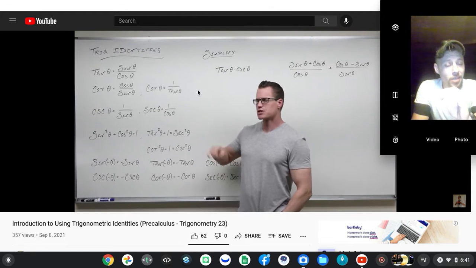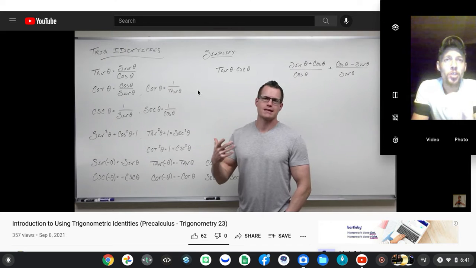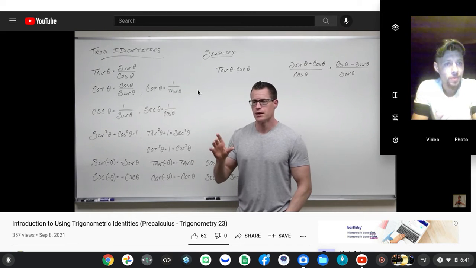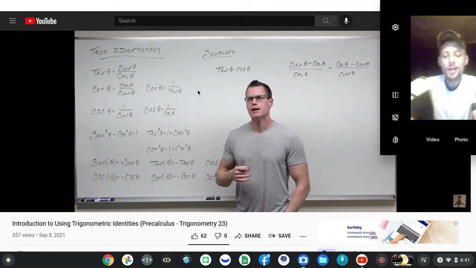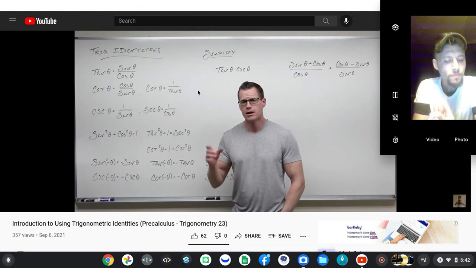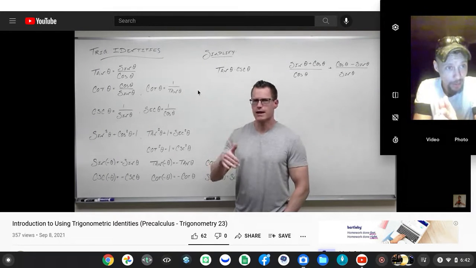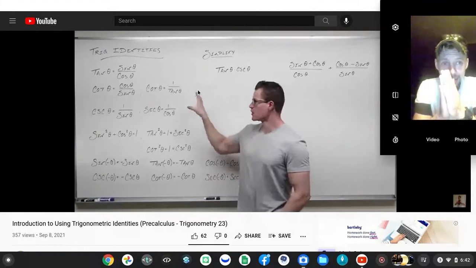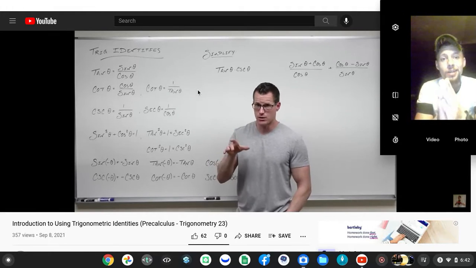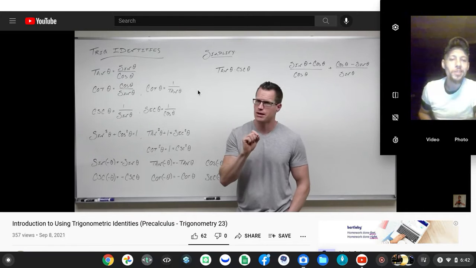So the reciprocal identities are important. It's for things like the way that tangent can be represented as a fraction, sine over cosine. Cotangent can be cosine over sine. Those are all very important. Cosecant theta is 1 over sine, and secant theta is 1 over cosine. Those are all our reciprocal identities. We can write sine and cosine as secant and cosecant.